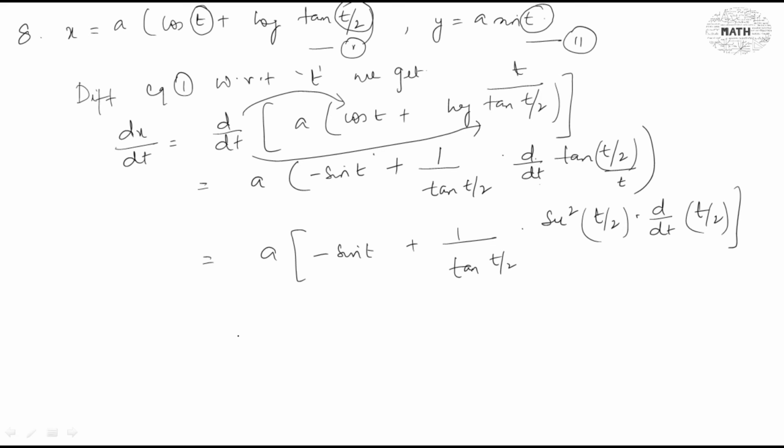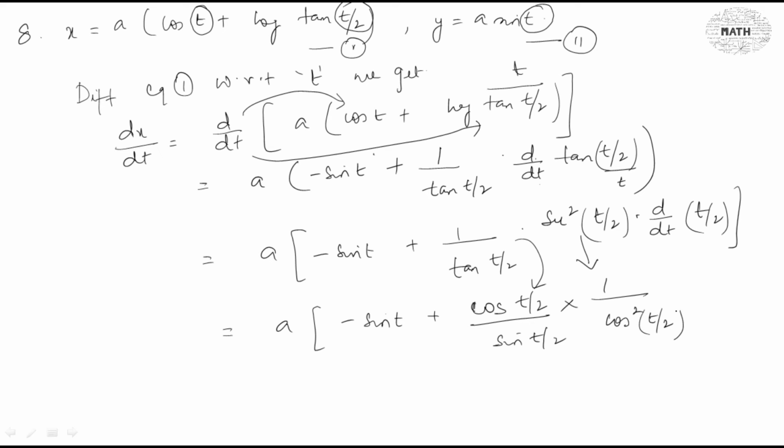I guess you're clear till there. So that will be a minus sine t, and then plus this 10t, can I say that's your cos t by 2 divided by sine t by 2 for this one, yes or no, into, then for this one, that's a sec square t, I can say 1 divided by cos square t by 2, right? And then d by dt of 10t is 1 by 2. I hope you're clear. So I can cancel this one with the whole thing square.